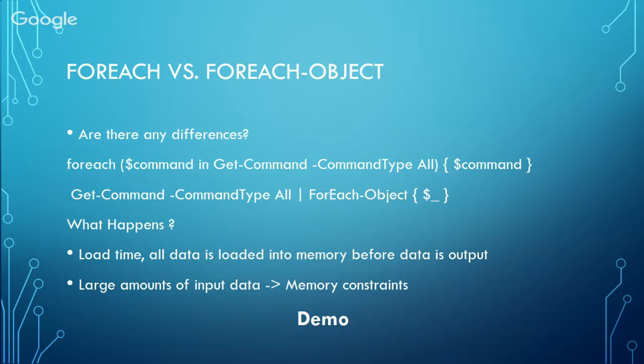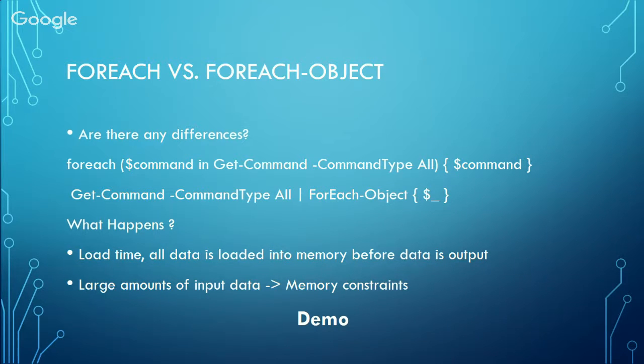This way, it will take one command at a time and pass it down the pipeline to ForEach-Object, meaning that not a lot of memory will be used because it only gets one object at a time. Whereas this will load all the commands into memory, and then iterate over each command. So if you have very, very large data sets, using it this way, you really have to consider how much memory you consume.